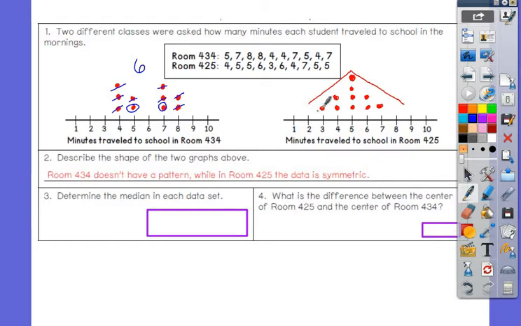Find the median here. I'm going to cross out till I get to the middle. There are 2 in the middle here, and they're both 5, so 5 plus 5 is 10, divided by 2 is 5, so obviously my median here would be 5. That's all they wanted me to do, so the median for 434 is 6 minutes, and the median for 425 is 5 minutes.